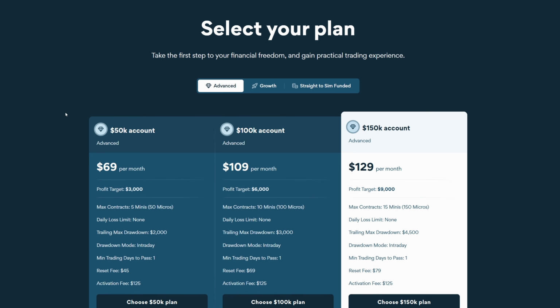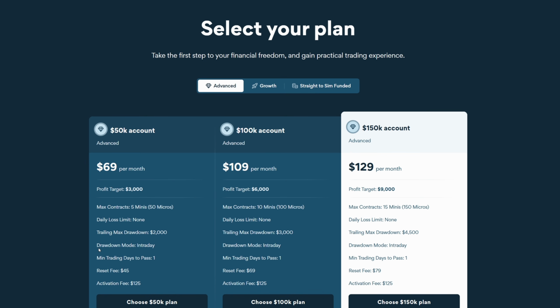Now, the cheapest account is going to be the Advanced plan. And this is going to be a little bit different. There is no daily loss limit. So if you hate the daily loss limit, one way to get around that would be to trade with the Advanced plan. However, with something good, there's also going to be something bad. And that's going to be the drawdown type.